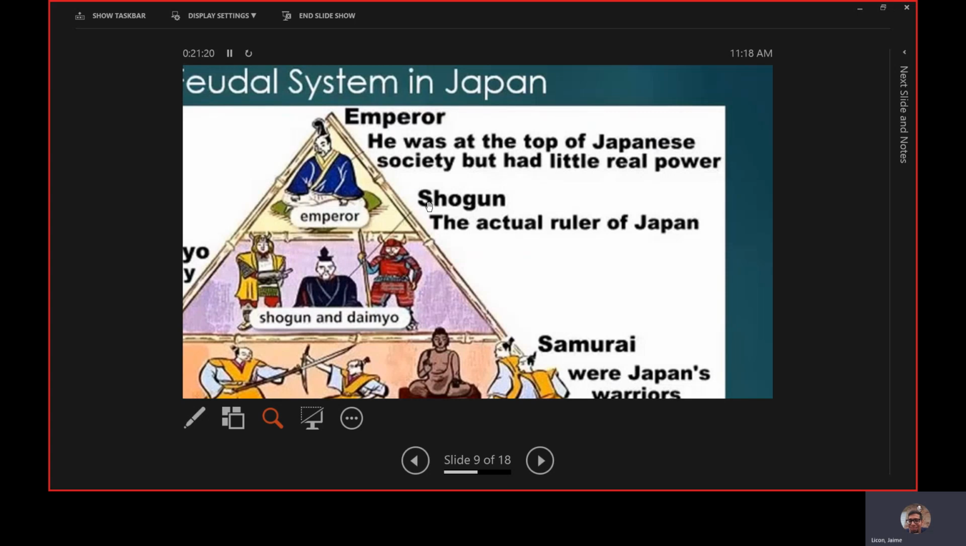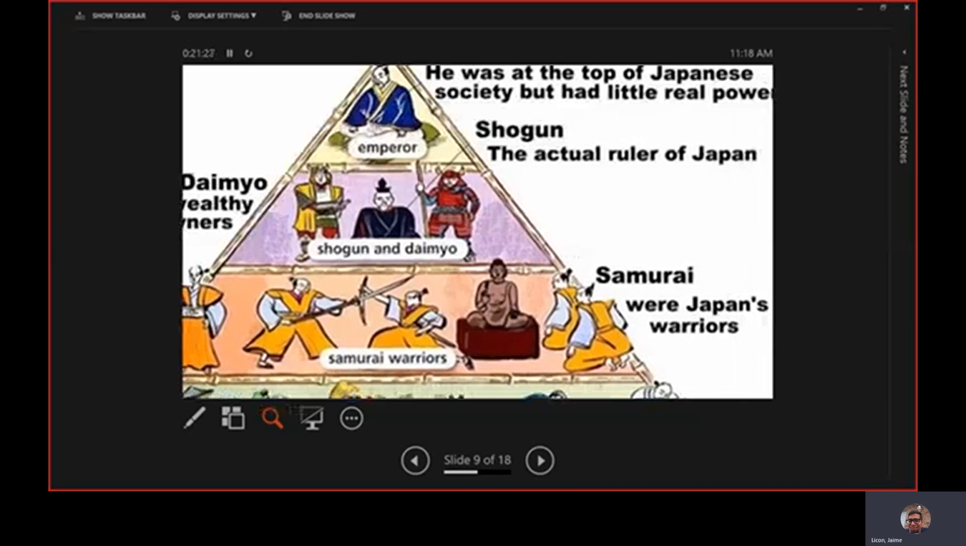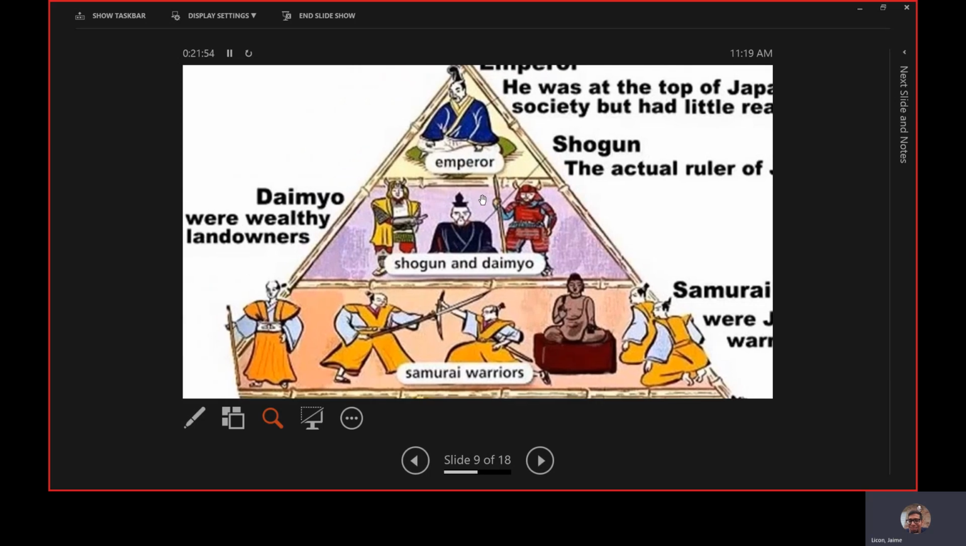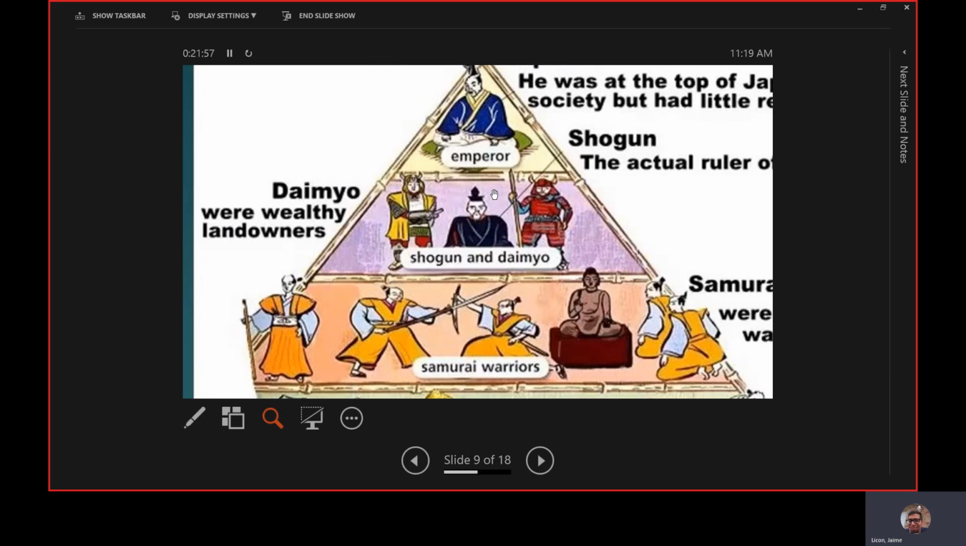She's like a symbol. In the same way, in Japan, the emperor doesn't really have a lot of power. The person with the real power was the shogun, a military leader, the actual guy who does the day-to-day. But Japan's a series of islands, and I can't be everywhere at once, so I need to delegate. There's another group of people called daimyos, wealthy landowners. These are local lords.